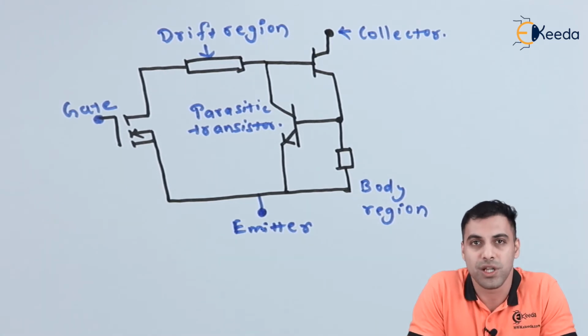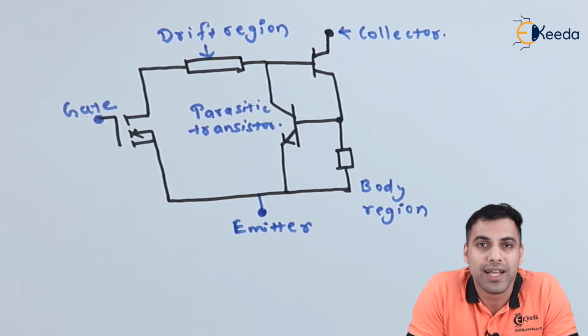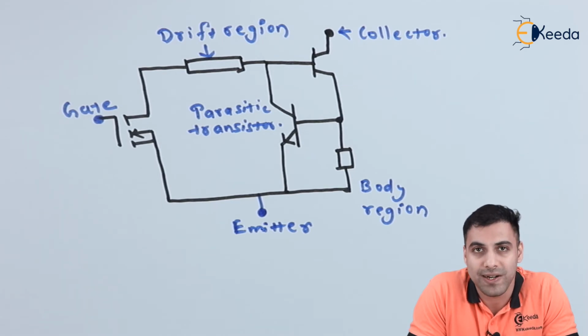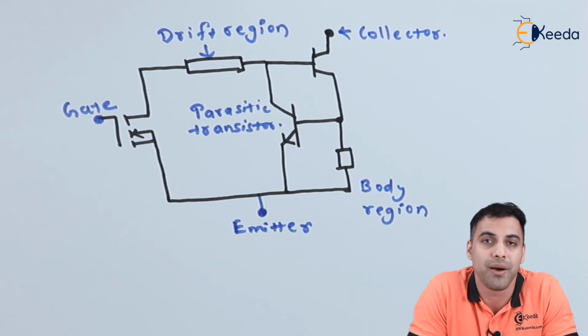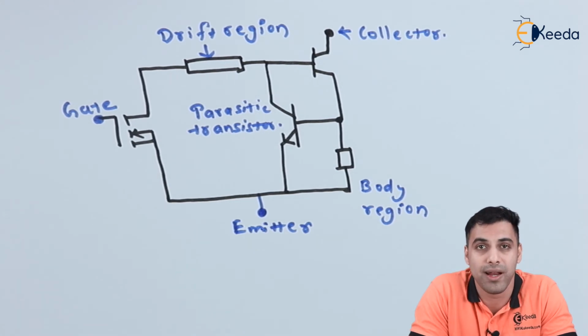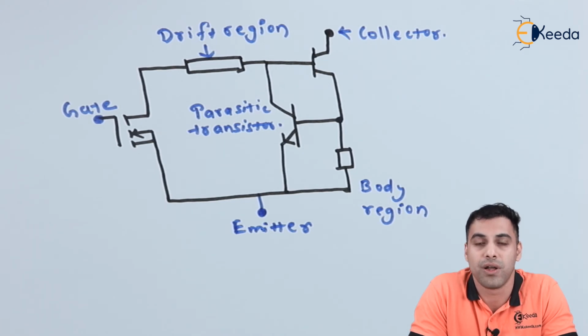So friends, to summarize, in an IGBT internal circuit, we have a parasitic transistor, we have a drift region, we have a gate, we have a collector, we have an emitter, and we have a body region. And power IGBTs are better than IGBTs because they are capable of handling high voltage and a high amount of electric current, and they are super fast. They have a very high response. That's the only reason they are used in applications which normally operate under very high frequency.